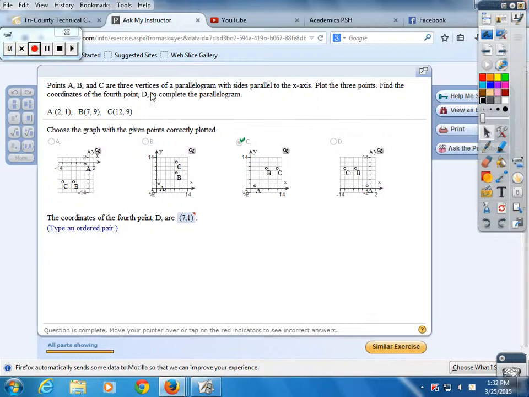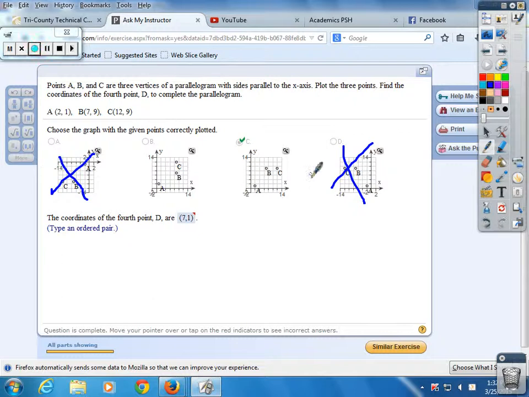Points A, B, and C are three vertices of a parallelogram with sides parallel to the x-axis. Plot the 3 points. Find the coordinates of the fourth point. So 2, 1, that's positive, positive. Which one is it not? Why? Because these are negative quadrants. The first quadrant is positive, positive. So all of these are positive, positive, so it's in the first quadrant. So hopefully none of y'all even thought about A or B.